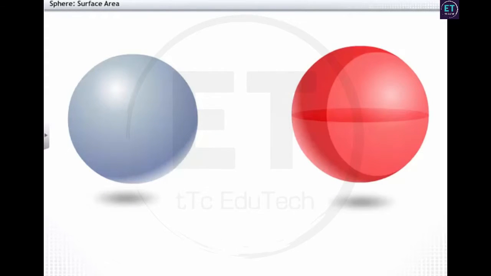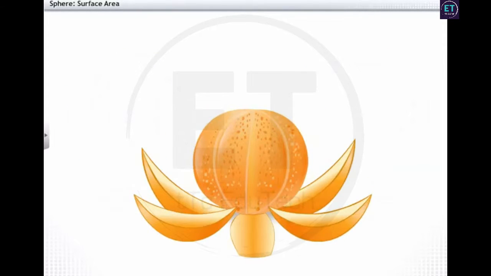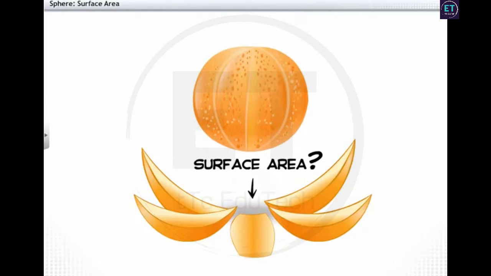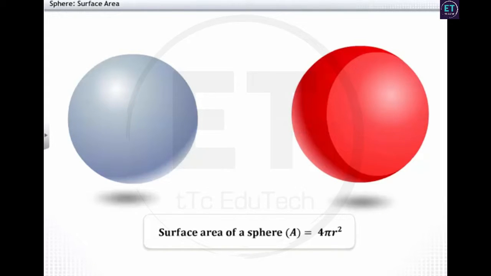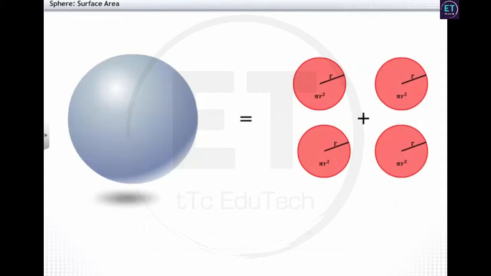An example that will help to easily visualize the surface area is an orange. If you peel off the skin of an orange, the area of the skin represents the surface area of the orange. Is there a way in which we can calculate the surface area of the sphere mathematically? Yes, we can find it by using the surface area formula. If we have a sphere of radius r, we can calculate the surface area by using the formula A equals 4 pi r squared. You can observe that the surface area is equal to the sum of areas of four circles having radius r.